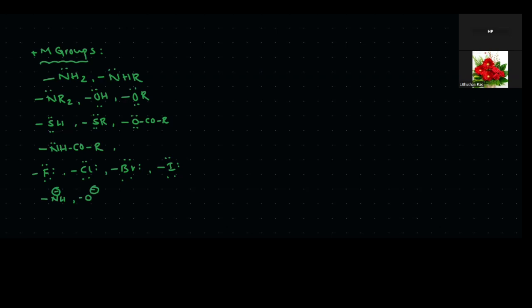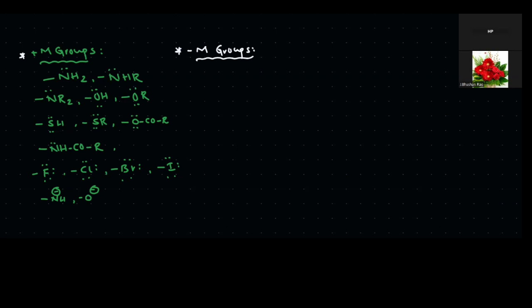Next, another one is minus M groups. Examples of minus M groups. Multiple bonds means if more than one bond is present, those are all multiple bonds only.